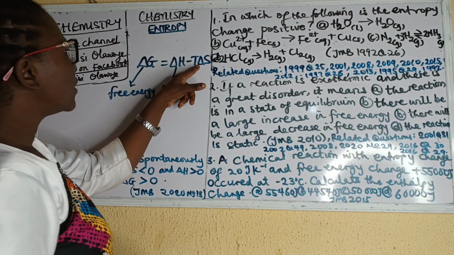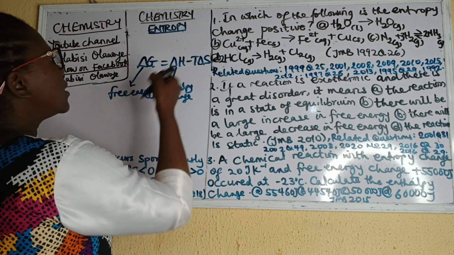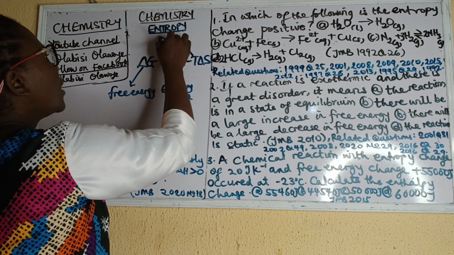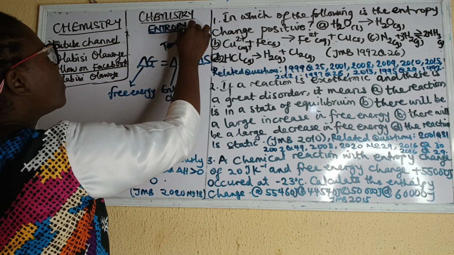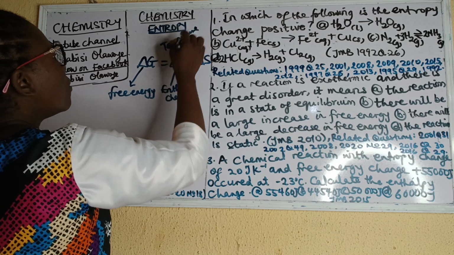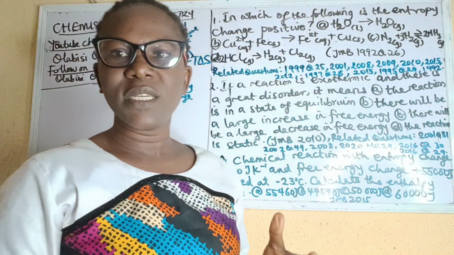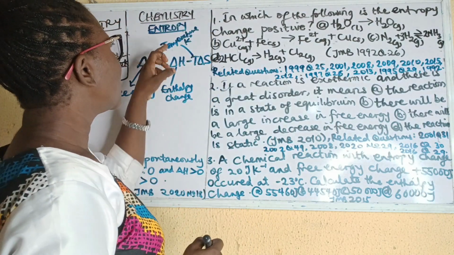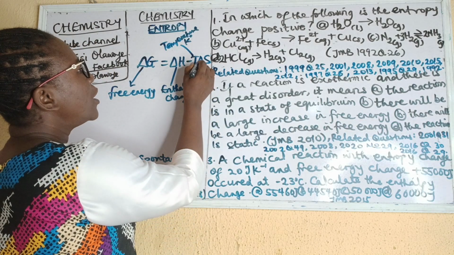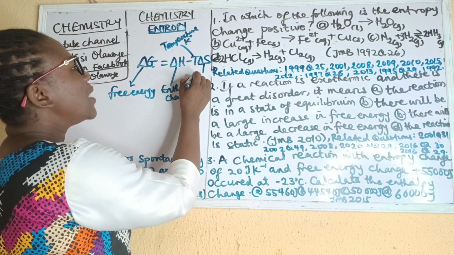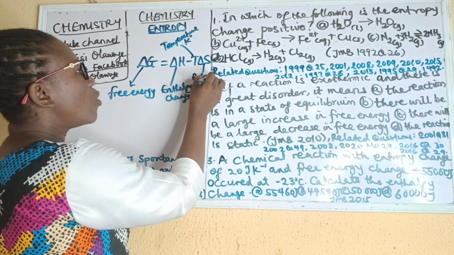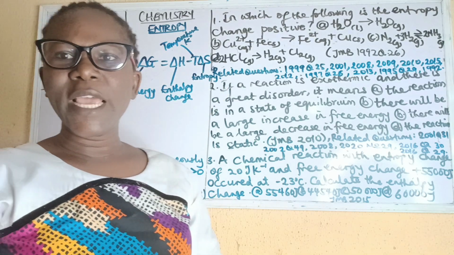Now, TΔS: T here means temperature, and the temperature must be in Kelvin. It must be converted to Kelvin. If it is in Celsius, you must add 273 to it to get it in Kelvin. And then this ΔS is the change in entropy. So what does entropy represent?